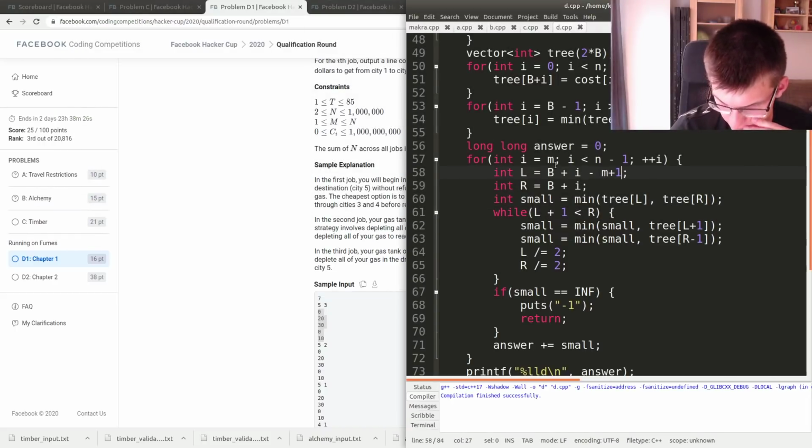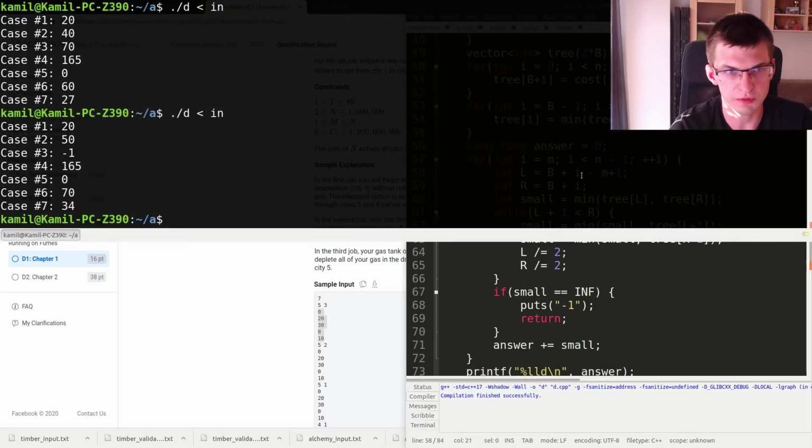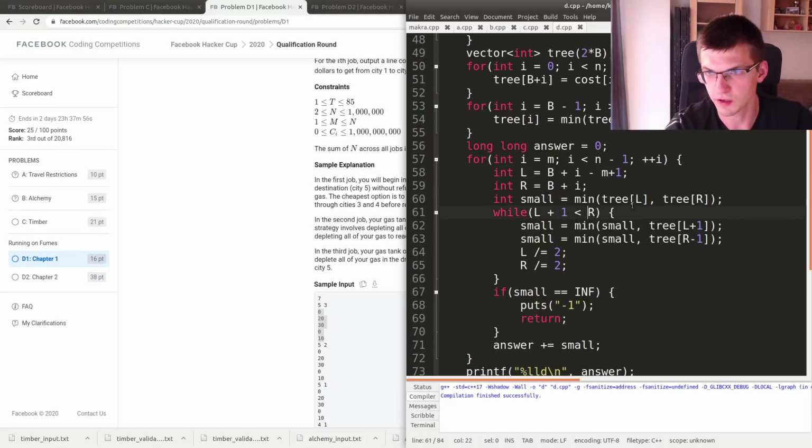Starting from M. This one. Maybe let's think. If M is equal 3... 1, 2, 3. Okay, I'm quite confident this is M. Okay, so this will be just one number. 20 is correct here.